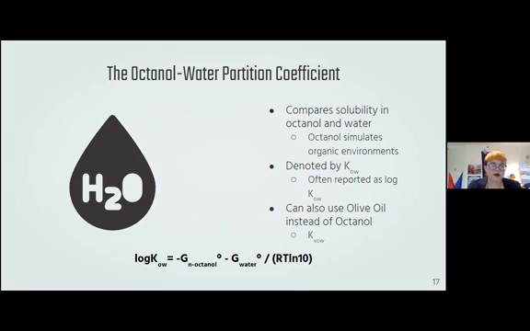At the very bottom of this slide here, I have the equation for the KOW. The log KOW is equal to the negative Gibbs free energy of solvation in N-octanol minus the Gibbs free energy of solvation in water, over the gas constant times temperature times natural log of 10. The temperature used throughout this study was room temperature, 25 degrees Celsius, 298.15 Kelvin.